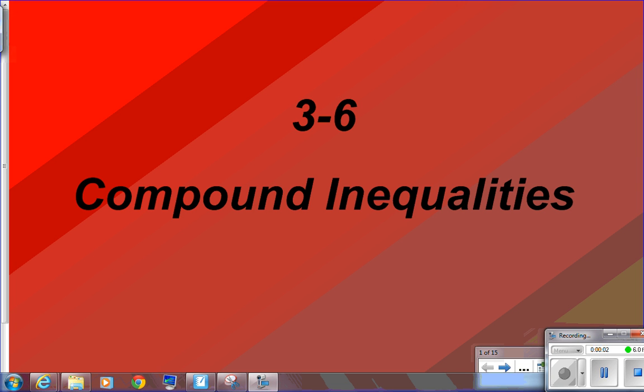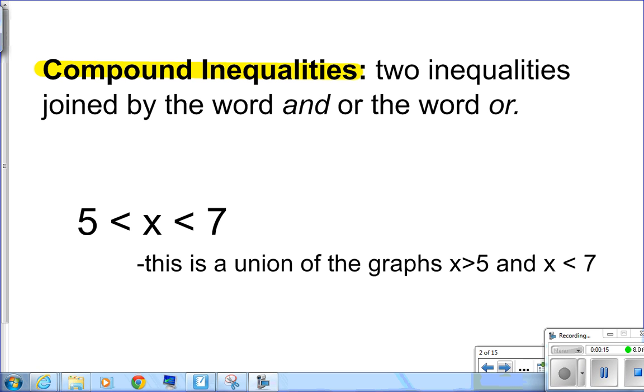Hello, and we're going to start section 3.6 today on compound inequalities. Now, this might be some new information, so please take good notes and watch this carefully. So first things first, let's talk about a compound inequality.